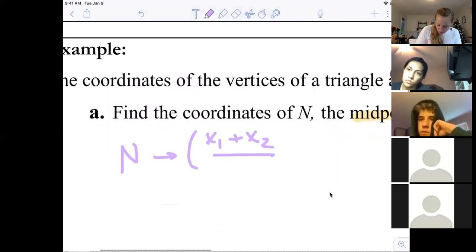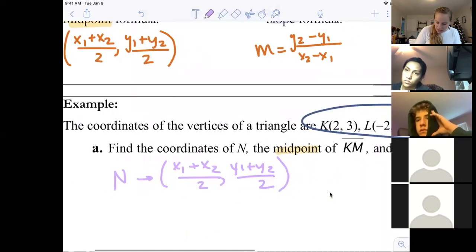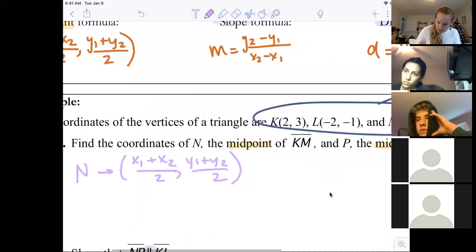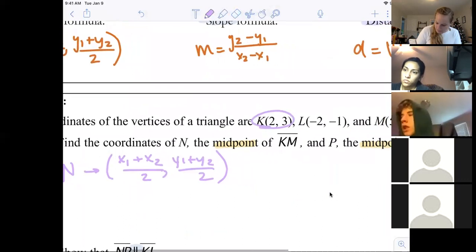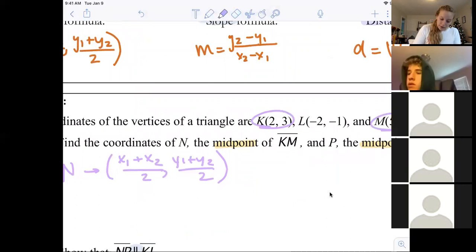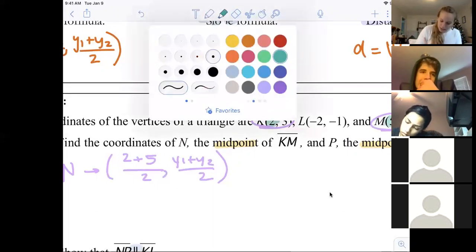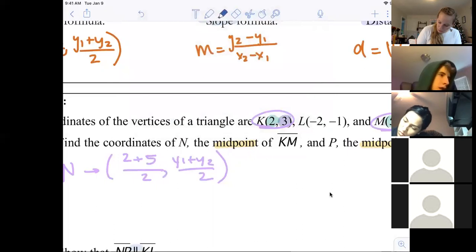So I've got X1 plus X2 divided by 2 and then Y1 plus Y2 divided by 2. And for N, I'm using K and M. So I'm using these two, K and M. I'll do my X's first, so 2 and 5. So 2 plus 5. And then I'll do my Y's second. So I'll do 3 and 1.